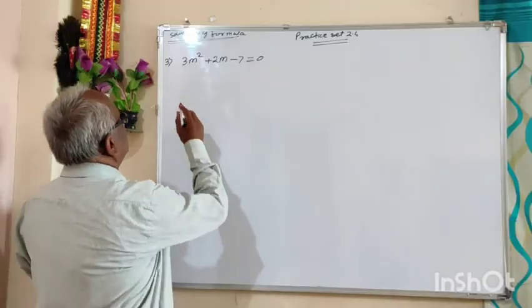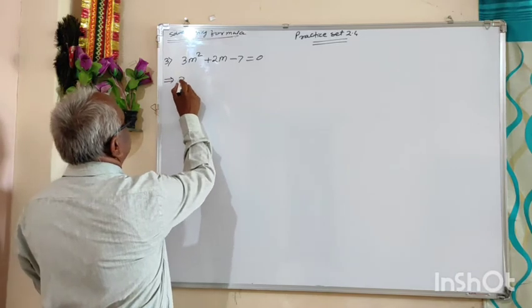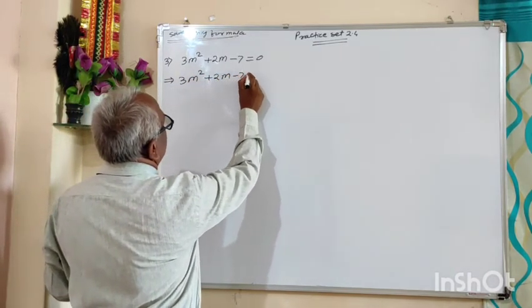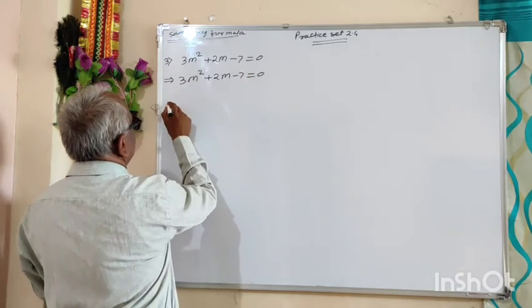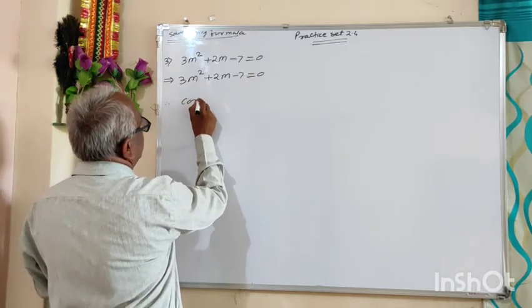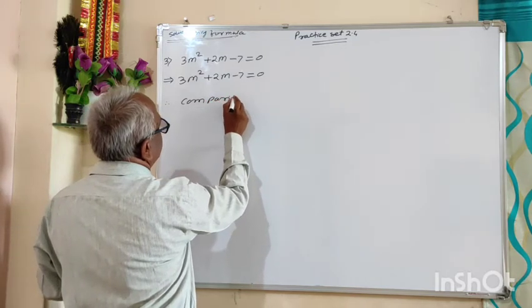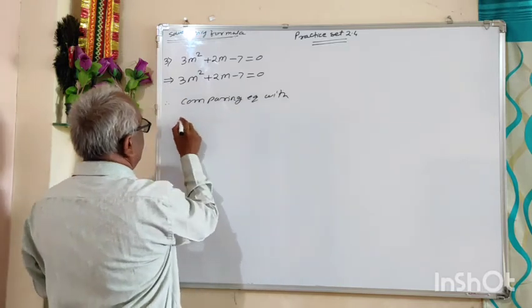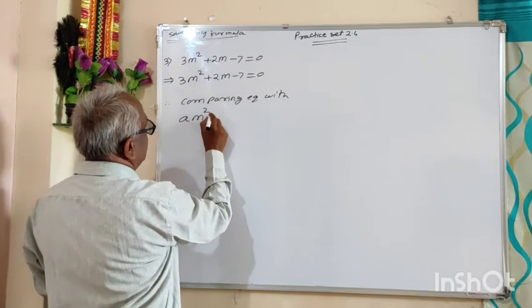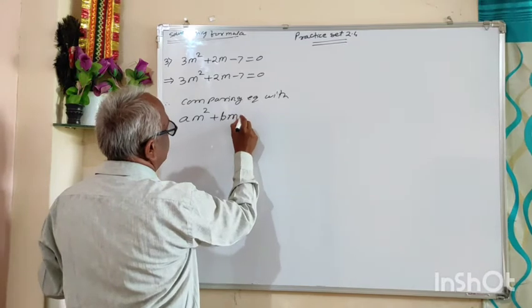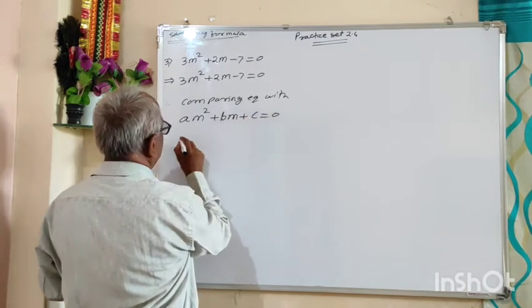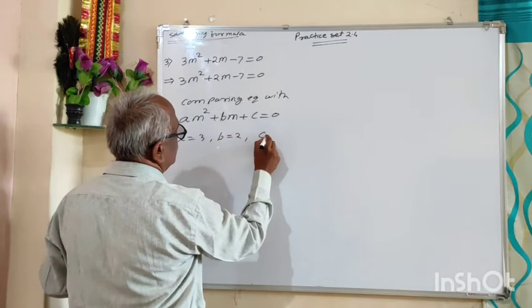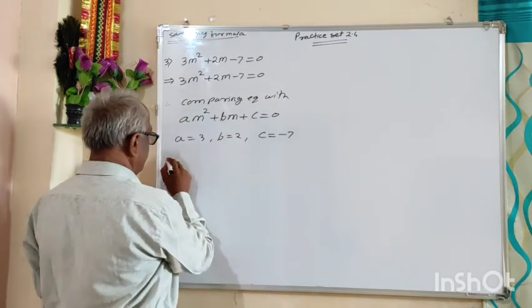Third example, 3m square plus 2m minus 7 is equal to 0. Comparing the equation with the general form, that is am square plus bm plus c is equal to 0, where a is equal to 3, b is equal to 2, c is equal to minus 7.